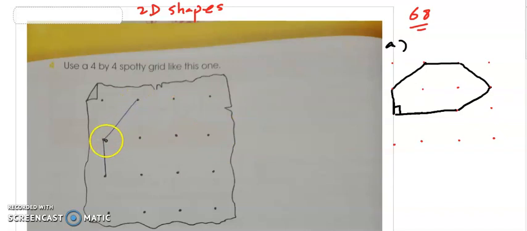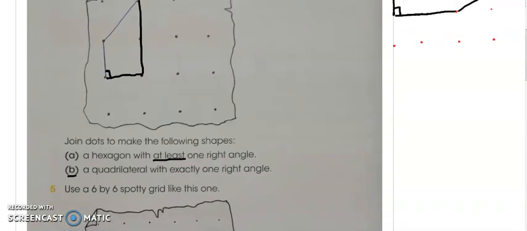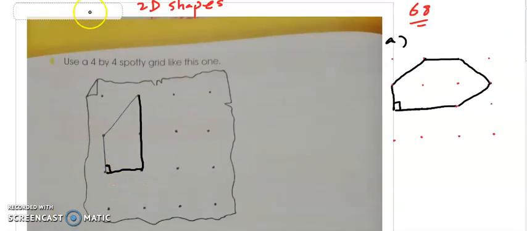So I will make 1, 2. This is the third side, and this is going to be the fourth side. This is one complete shape. Now this is a quadrilateral having 4 sides, and there is one right angle. We must have exactly one right angle, and this has two right angles. So that's why I will erase this one and look for a one right angle shape, so that there should not be more than one right angle over here.